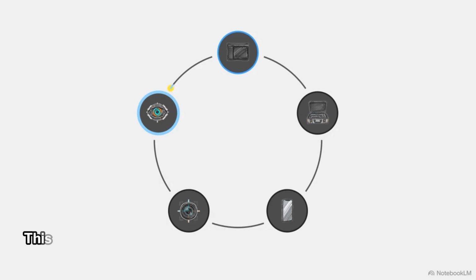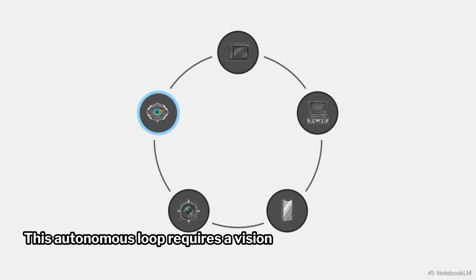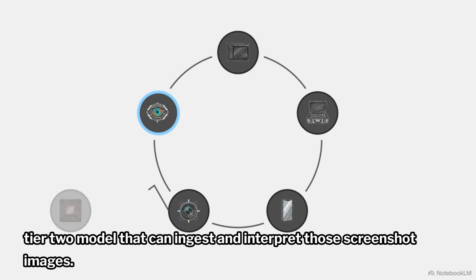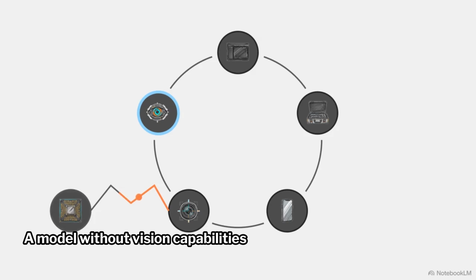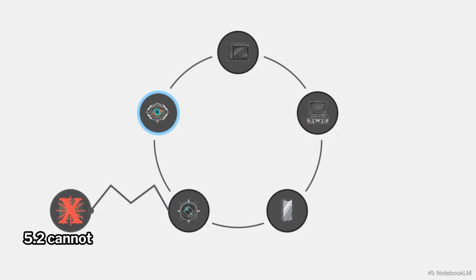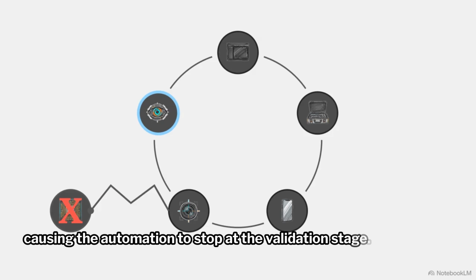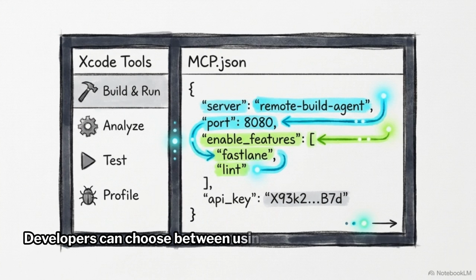The agent can then simulate swipes or taps, take a screenshot of the result, and analyze that image to validate the UI. This autonomous loop requires a vision-capable Tier 2 model that can ingest and interpret those screenshot images. A model without vision capabilities, like GLM 5.2, cannot process the visual feedback, causing the automation to stop at the validation stage. Developers can choose between using native Xcode tools or third-party MCP servers for these automations.